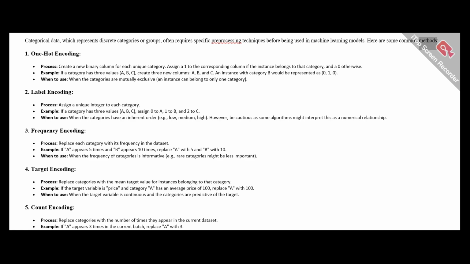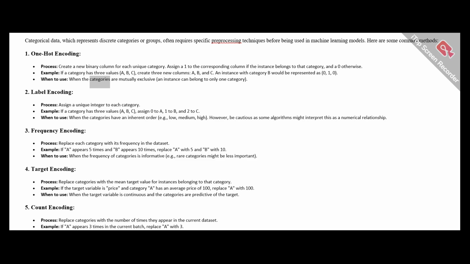Here are some common methods. 1. One-hot encoding. Process: create a new binary column for each unique category. Assign a 1 to the corresponding column if the instance belongs to that category, and a 0 otherwise. Example: if a category has 3 values, A, B, C, create 3 new columns, A, B, and C. An instance with category B would be represented as 0, 1, 0.